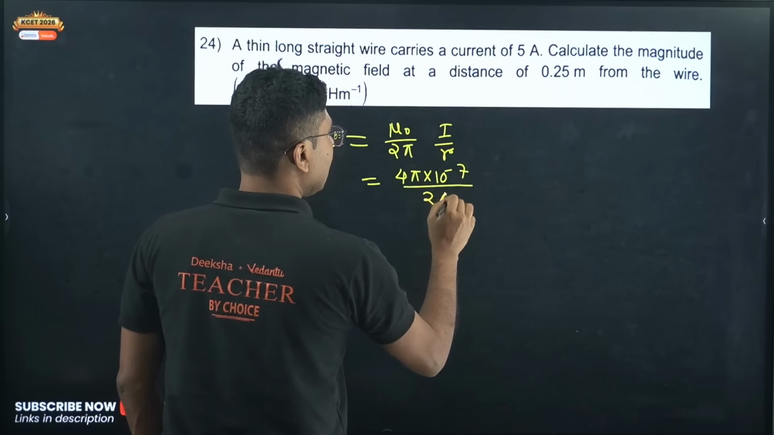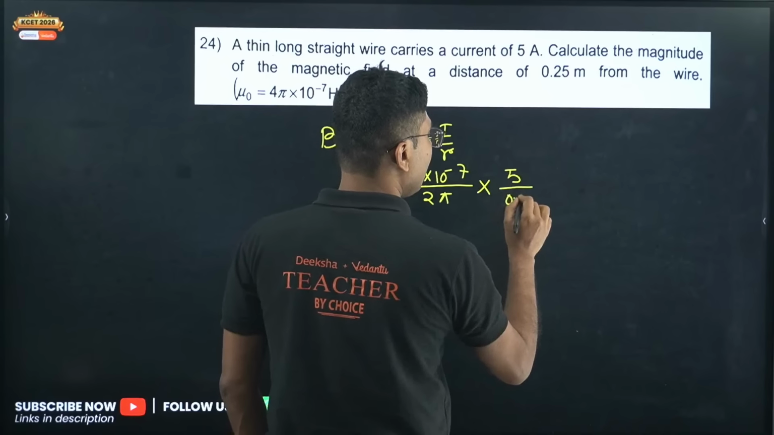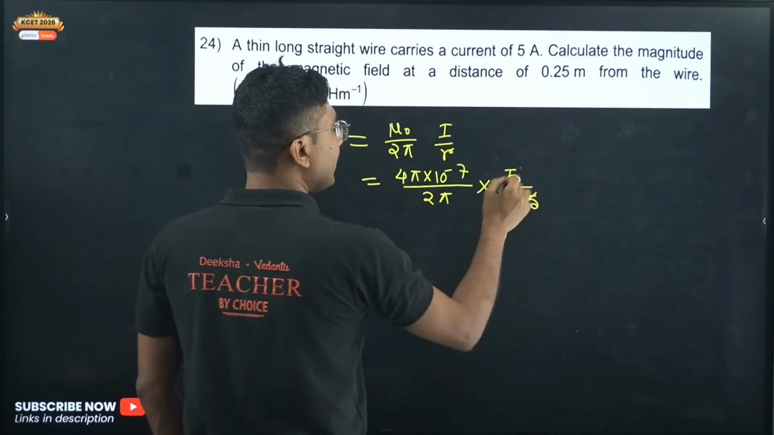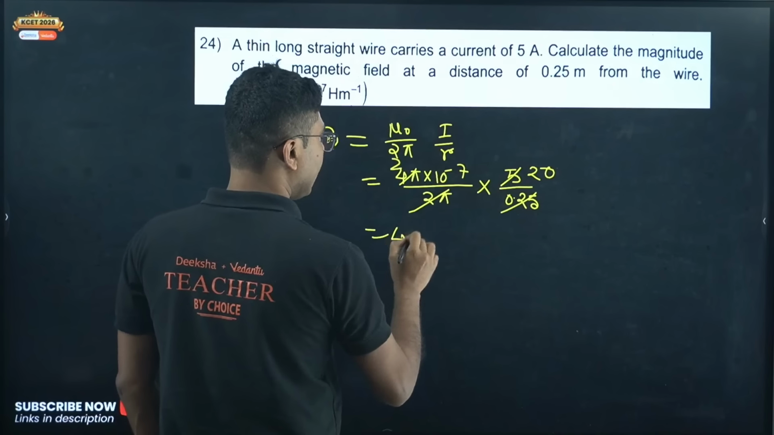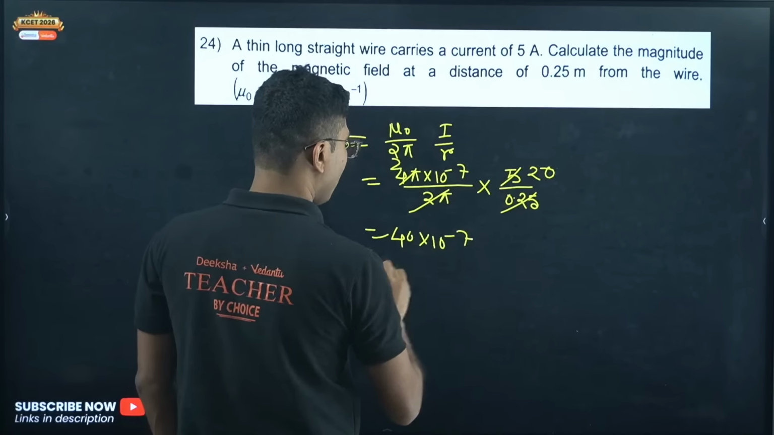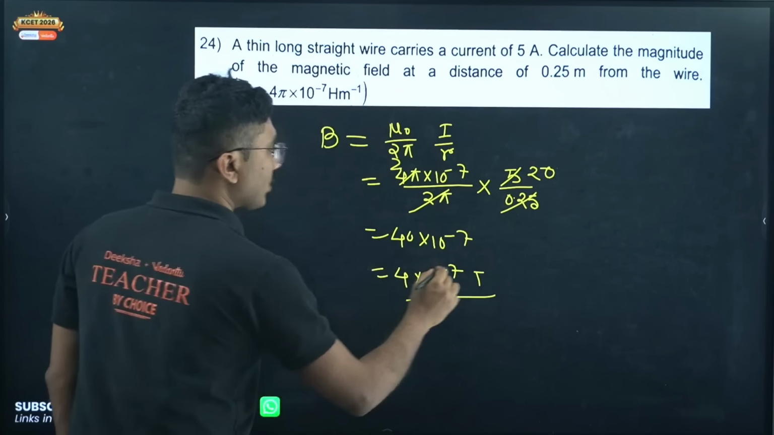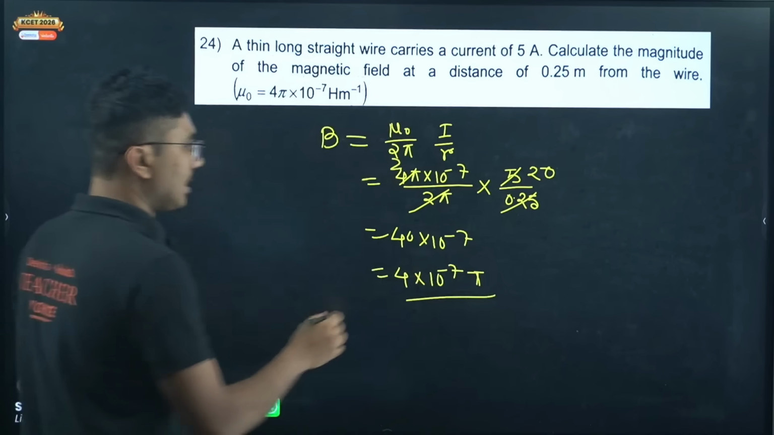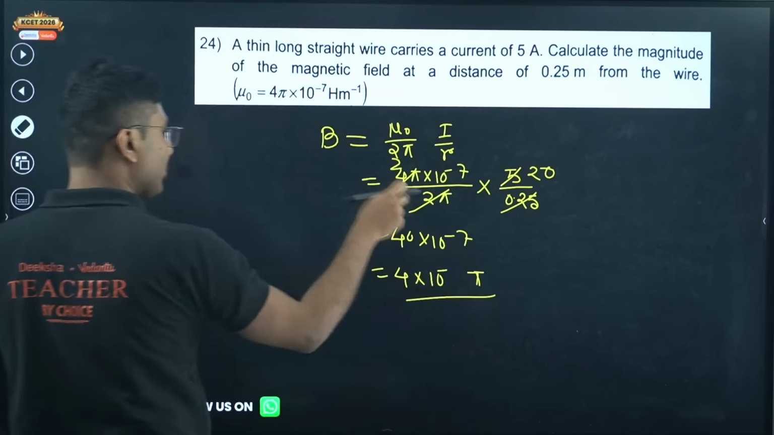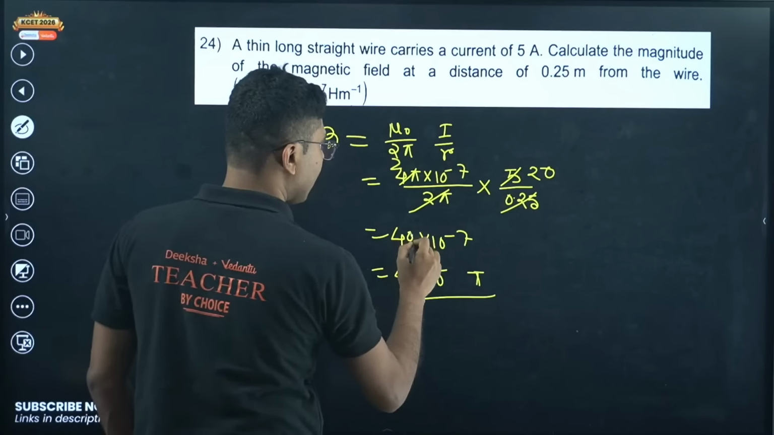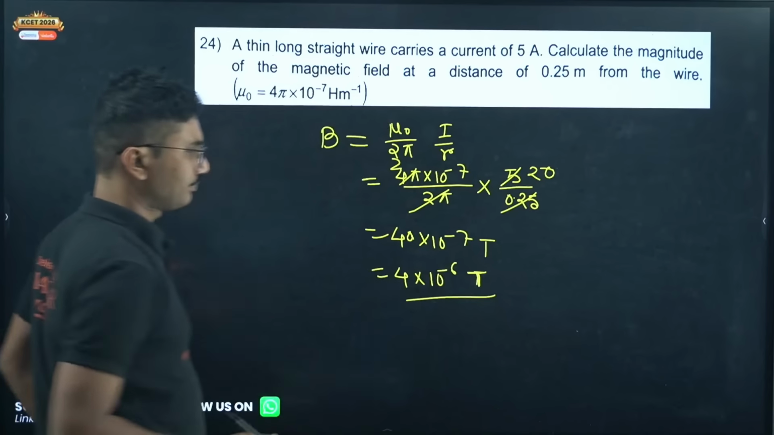2 pi into I, where I is given 5 ampere and distance is given 0.25. If you calculate, this will be 20, and this will be 2, so it will be 40 into 10 to the power of minus 7, or you can write 4 into 10 to the power of minus 7. Unit is Tesla, since it is a magnetic field. Sorry, 4 into 10 to the power of minus 6. You can keep your answer over here or here, it does not matter, but you have to write the unit Tesla.